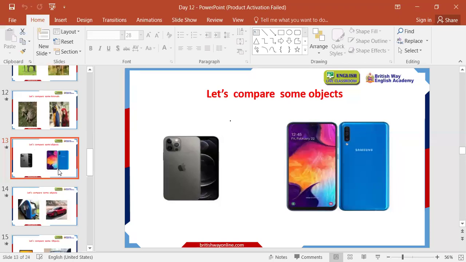iPhones usually have smoother edges than Samsung. Samsung phone is more common than iPhone. iPhones often last longer on updates than Samsung phones. iPhone has more facilities than Samsung phone.